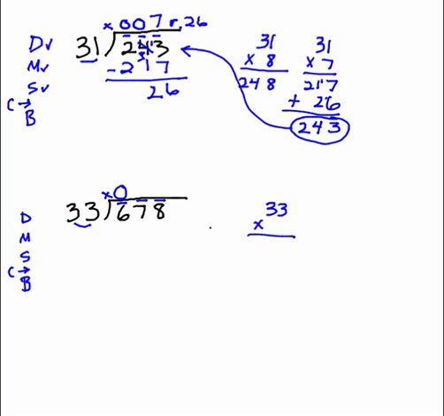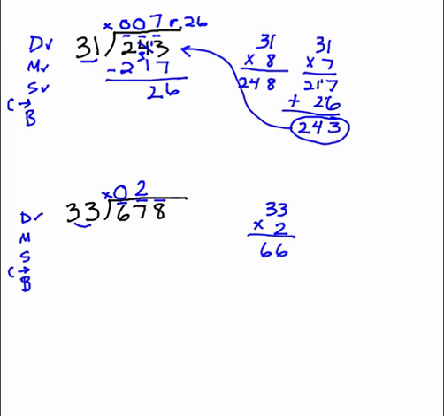Now we can do a front-end estimation again. We can think about this logically. 33 is not that far away from 67. It's about doubled. So let's try it. Let's try doubling this number. So 2 times 3 is 6, and 2 times 3 is 6. Aha, perfect. 33 goes into 67 2 times.